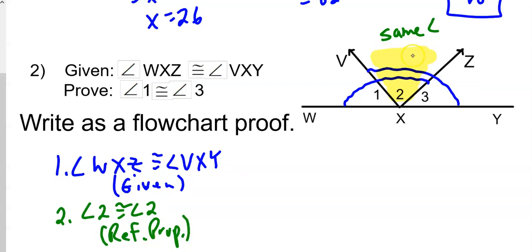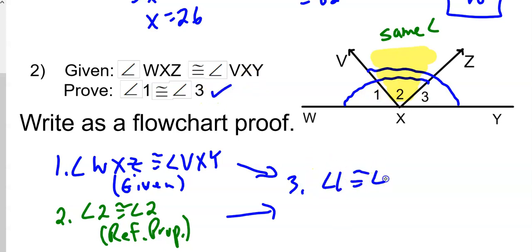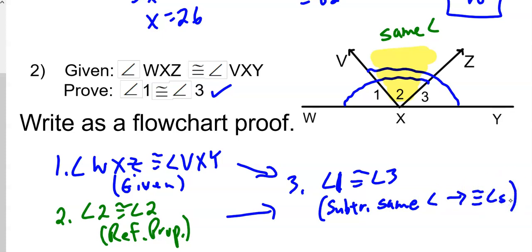So now we can think about subtracting that angle off. If we subtract it off from the larger angles, we know angle 1 is congruent to angle 3, which is what we happen to be proving here. So this is by the subtraction property, okay? If you subtract the same angle, then it implies congruent angles. So we are definitely in a flowchart, and even in our two column, we are shortcutting this a little bit with our implies there.